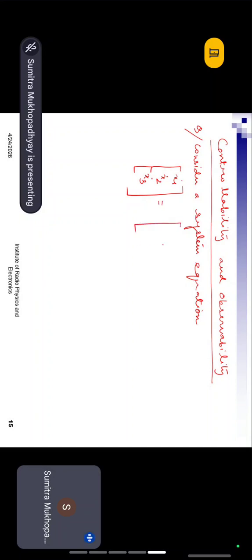So we are considering a system with state equation as given below: 0, 1, 0, 0, 0, 1, minus 6, minus 11. One second, please.